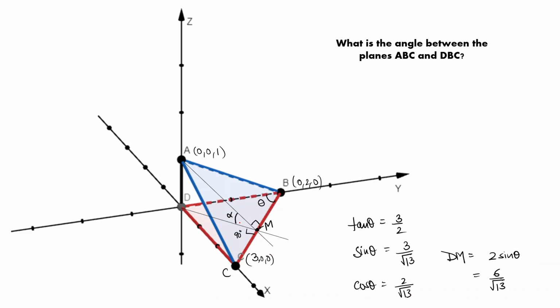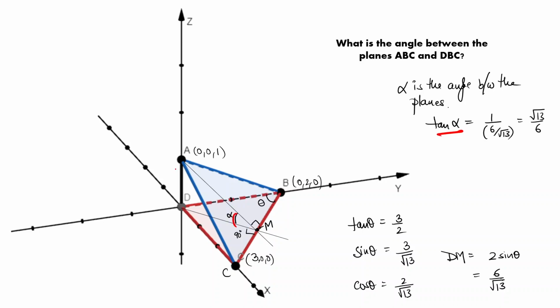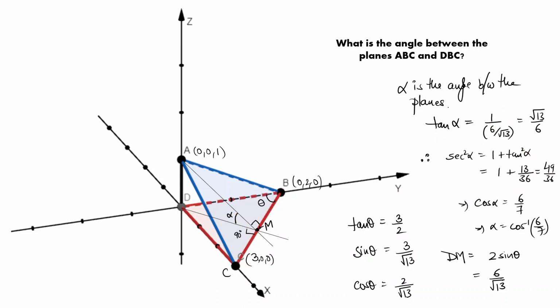So you can figure that out using simple trigonometry. We have already figured out what our DM is. So tan alpha would be AD by DM. AD is basically 1, DM we have already figured out, 6 by root 13. So you get your tan alpha, from there you can get your sec square alpha, and then from there you can get your cos alpha to be 6 by 7.